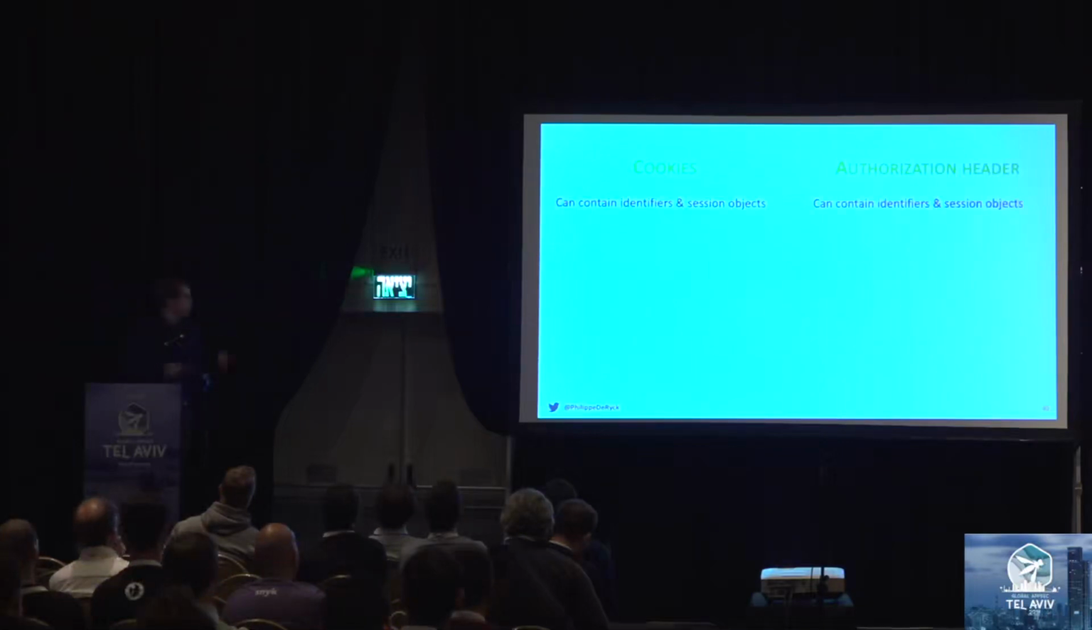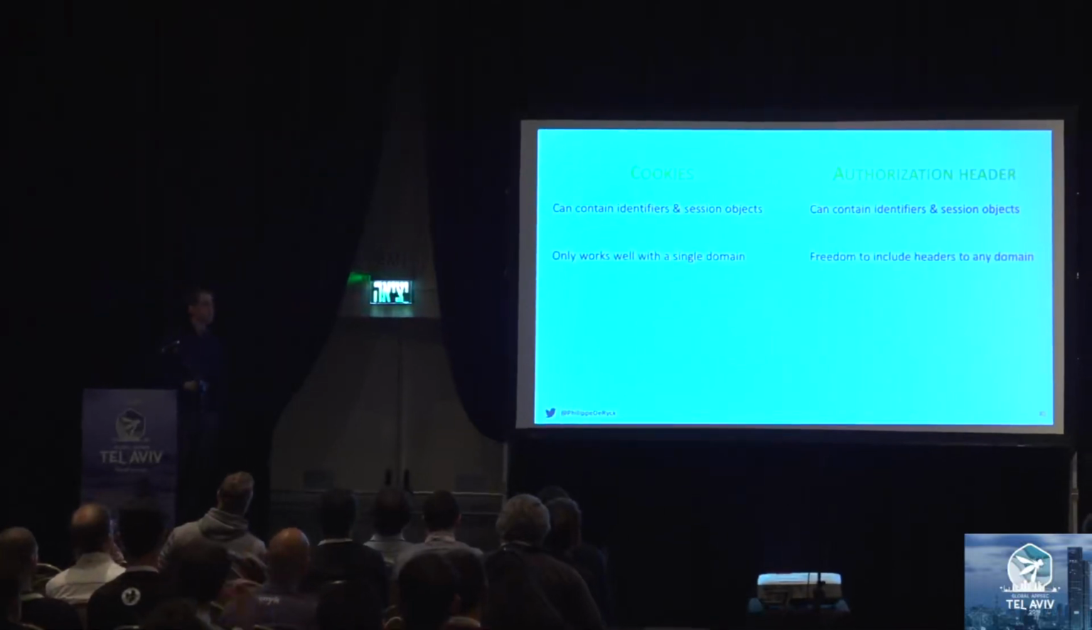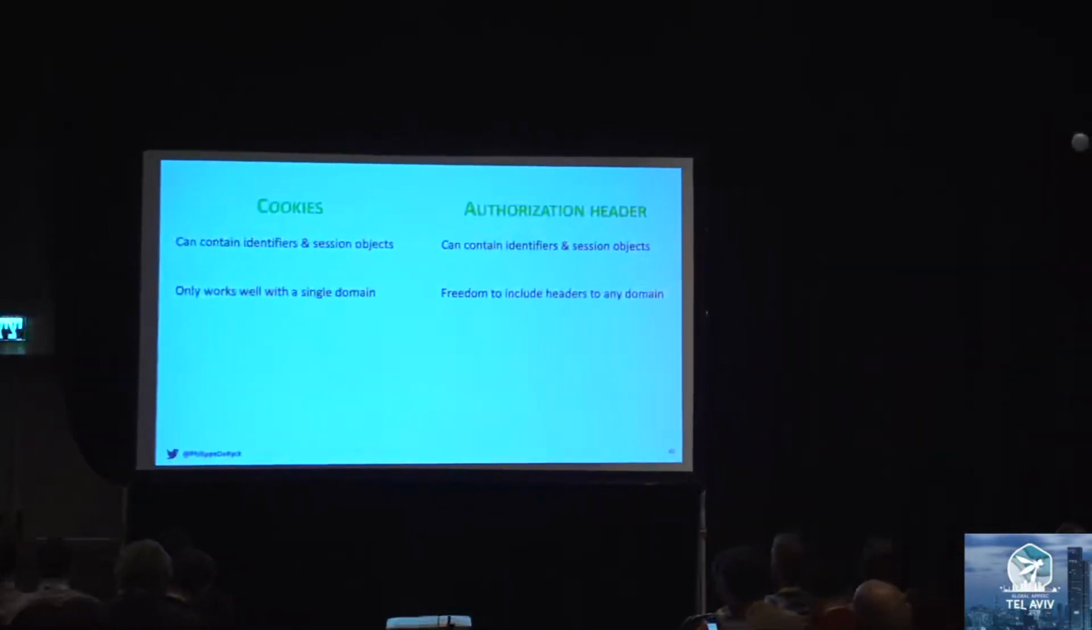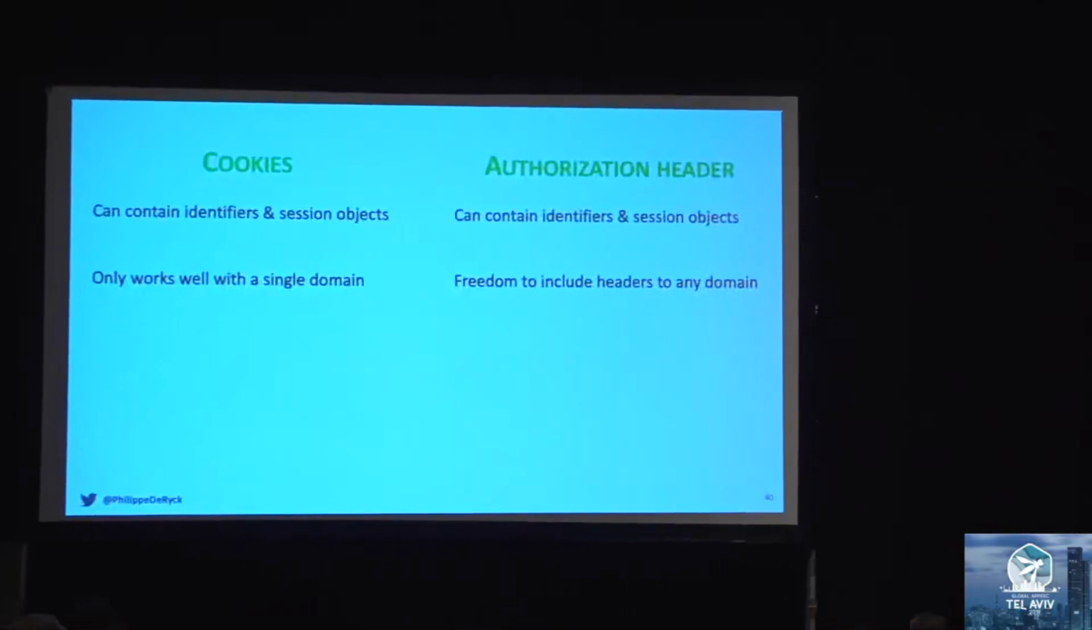So let me put them next to each other to show you what the differences are and what the impact is. First of all, both headers can contain string-based data. Nobody prevents you from putting a JOT token in a cookie. Even though it seems silly, it's definitely possible. Cookies are designed to work well with a single domain. If you want to use the same cookie for different domains, forget about it. It's not going to work. The web is not supposed to work like that.